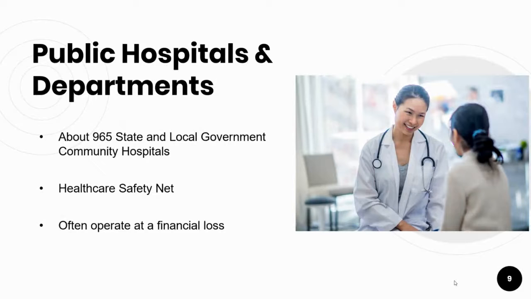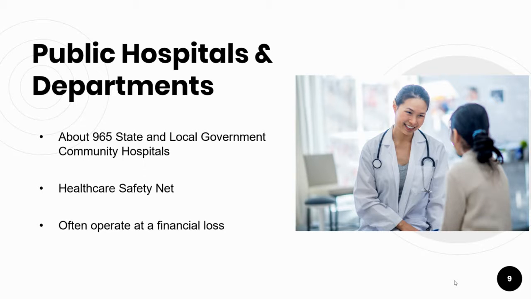All right, let's talk about public hospitals and departments real quick. Now, there are about 965 state and local government funded hospitals in the United States, which make up about 15% of the total population of US hospitals, according to the American Hospital Association.